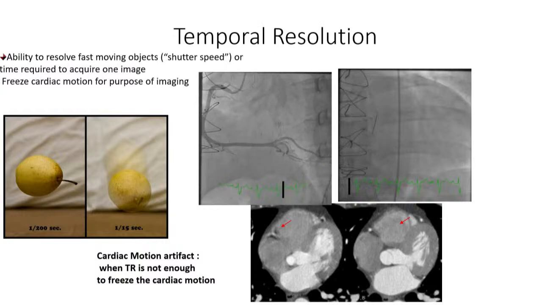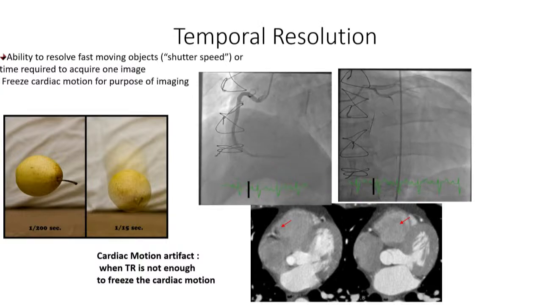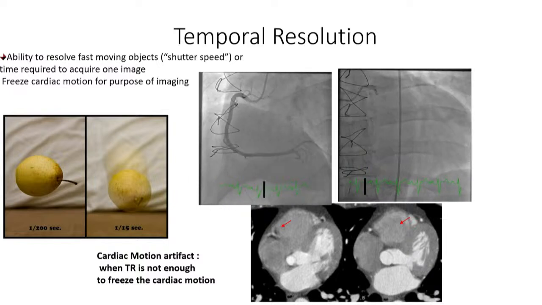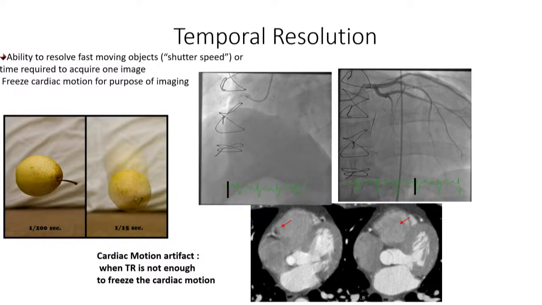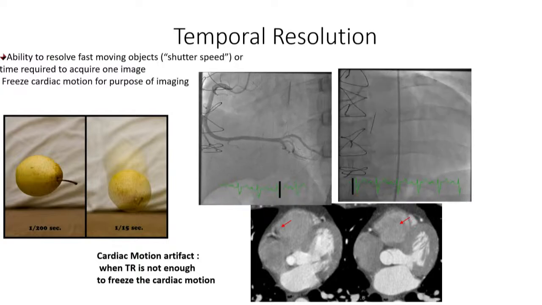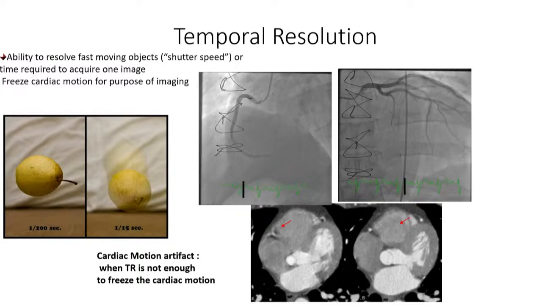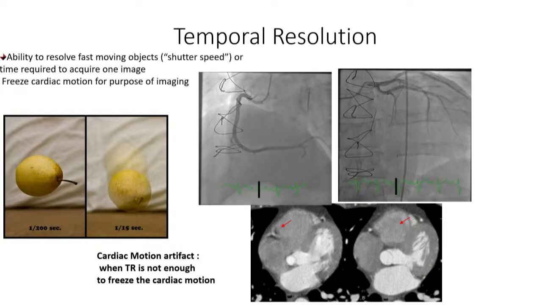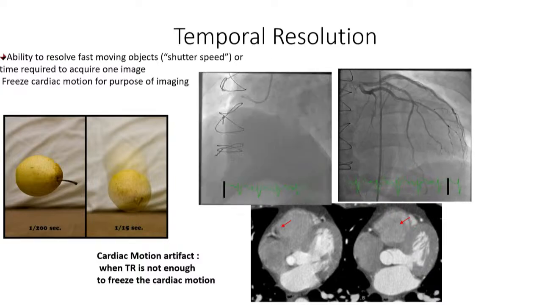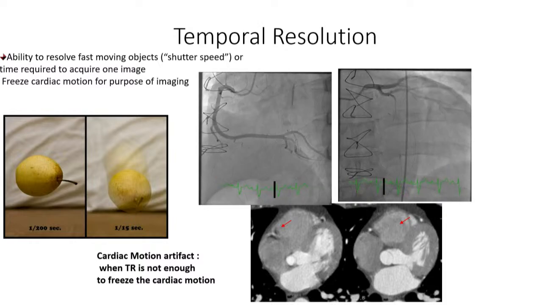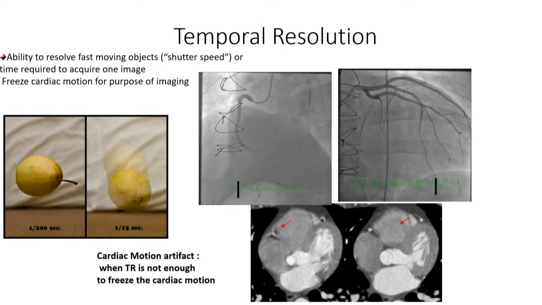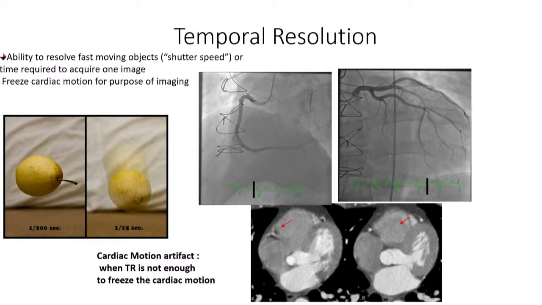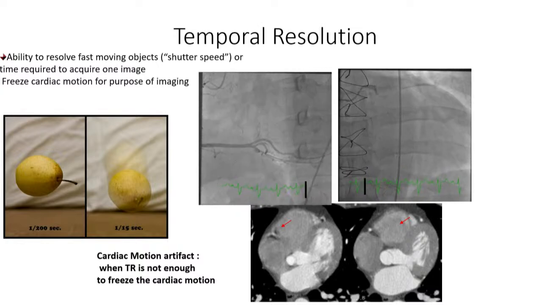Okay, so we talked about spatial resolution, voxel size. Now we talk about, very important, temporal resolution. The heart moves, as you can see. We need to freeze the heart. We need to have enough temporal resolution. And usually to freeze the heart in a patient with a regular heart rate, you need temporal resolution of at least, ideally 40 or even 30 milliseconds. I think MRI is usually about 40 or 50.